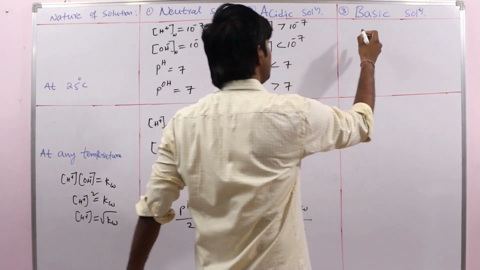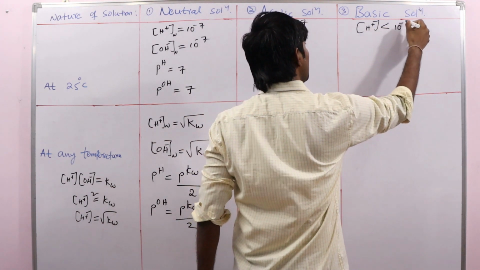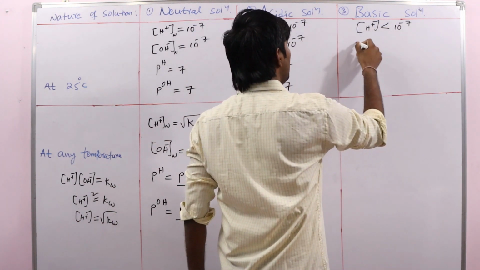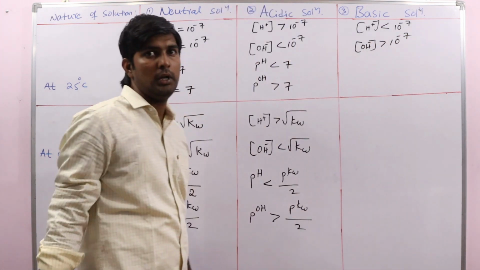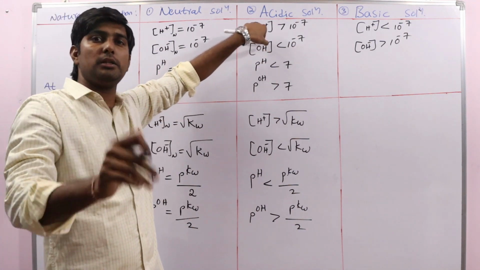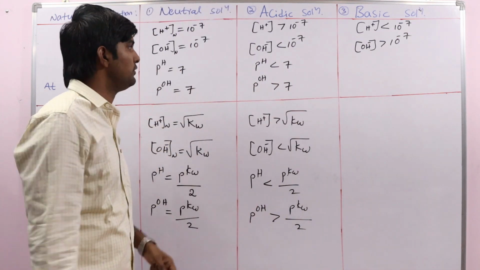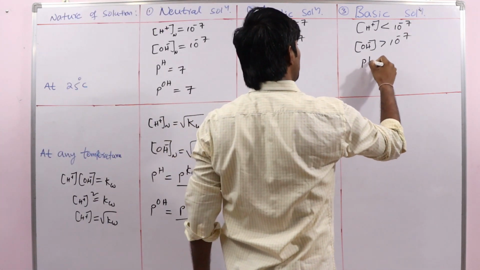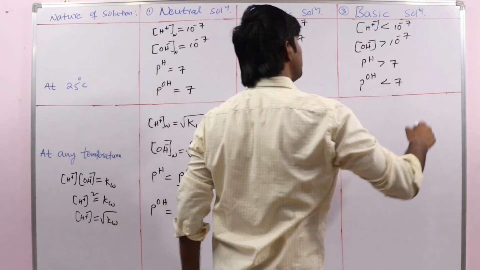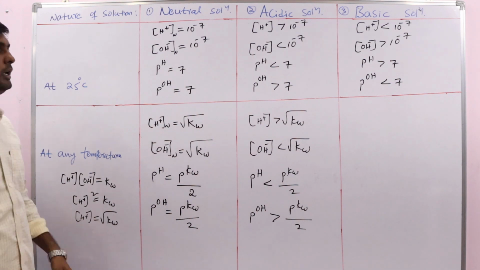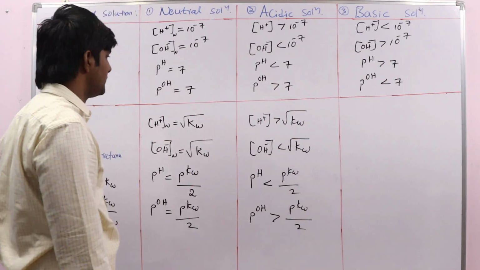Okay, next, in the basic solution, H plus ion concentration is less than 10 power minus 7 and OH minus ion concentration is greater than 10 power minus 7. Yes or no? In an acidic solution, H plus ion concentration is more. In the basic solution, OH minus ion concentration is more. So then here we get pH greater than 7 and pOH less than 7. Okay, pOH is less than 7 for a basic solution.